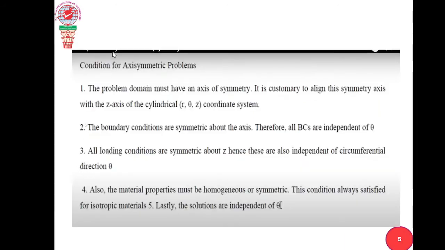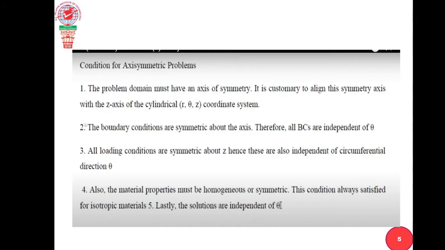See, I will tell you why. The problem domain must have an axis of symmetry. The condition for an axisymmetry problem is that the problem domain must have an axis of symmetry. That means with respect to the geometry and the axis, everything should be symmetric. That is one condition.